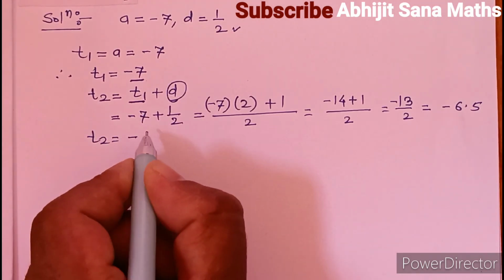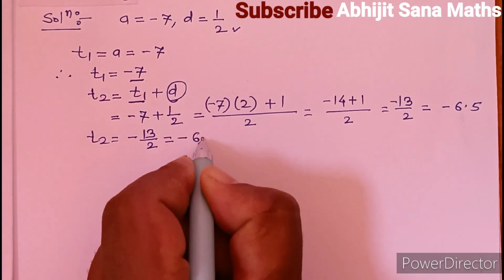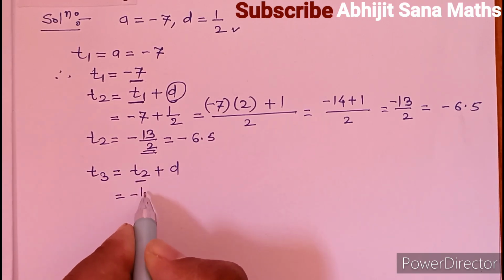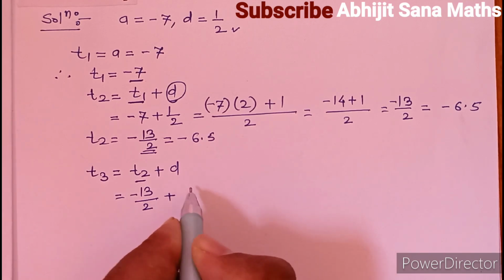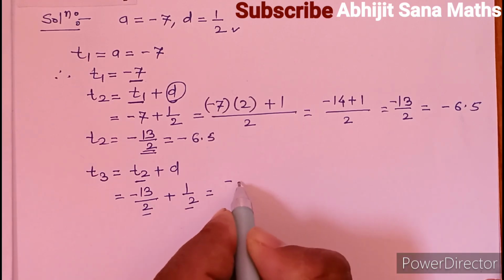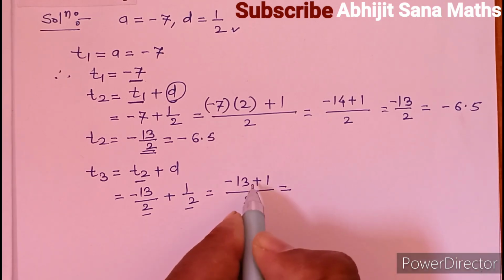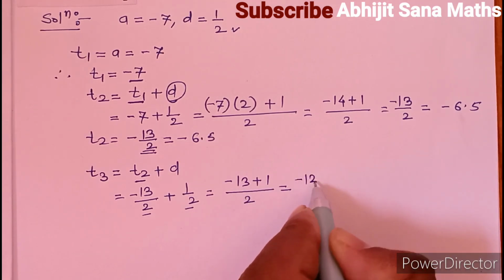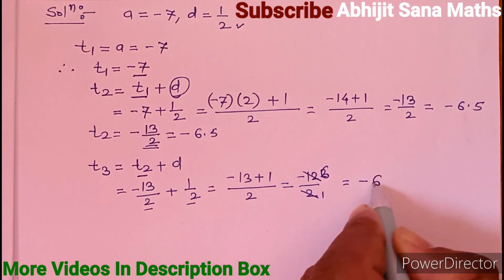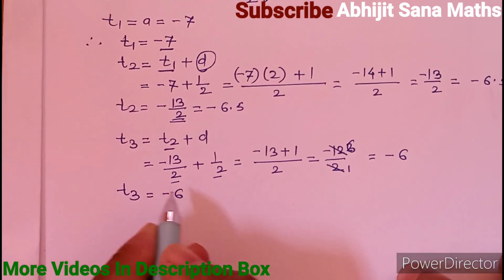We get T2 equals minus 13 by 2, or minus 6.5. Then T3 equals T2 plus D. The value of T2 is minus 13 by 2 plus the value of D, which is 1 by 2. Here the denominator is common, therefore we only add the numerators: minus 13 plus 1 divided by 2 equals minus 12 divided by 2. 2 sixes are 12, that is minus 6. Therefore T3 equals minus 6.